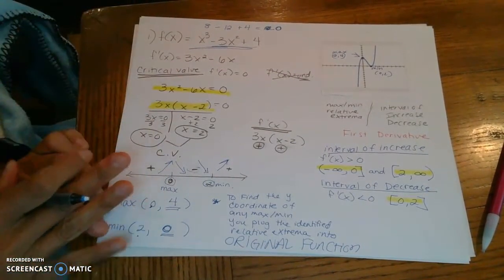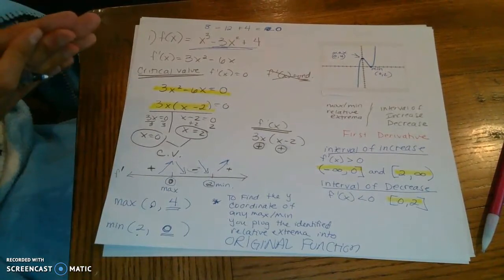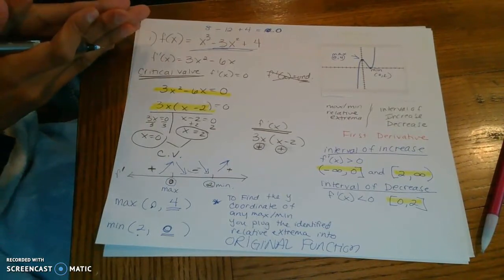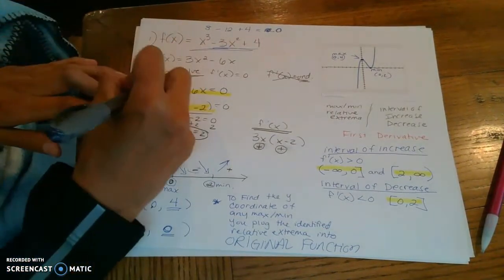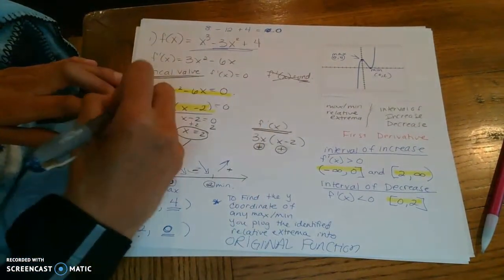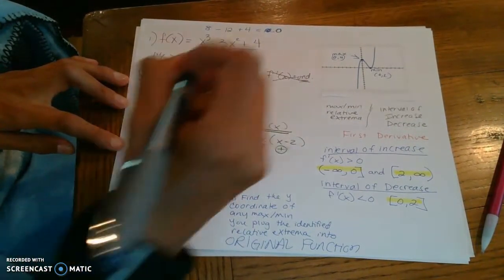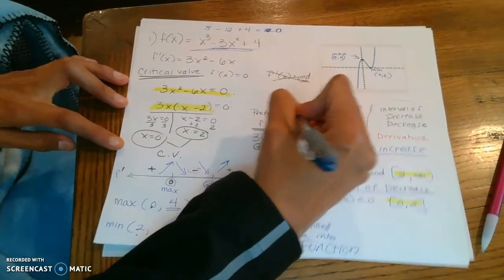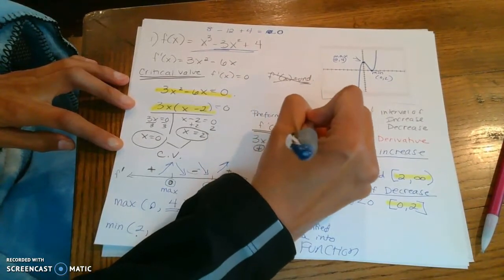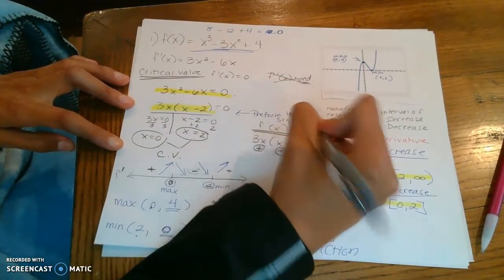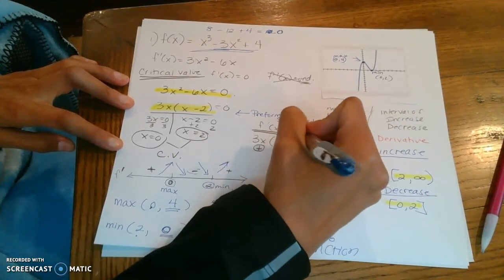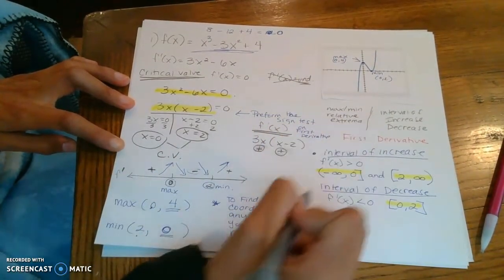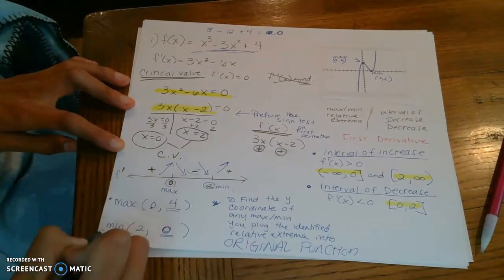It looks like a lot of work, but it really does go in an organized fashion. If you're asked for max, min, interval of increase or decrease, you take your first derivative, you set it equal to 0, right here, you factor it and solve, and then you perform the sign test on the first derivative. And from that sign test, you decide whether you have an interval of increase, interval of decrease, and when you have your max and your min.